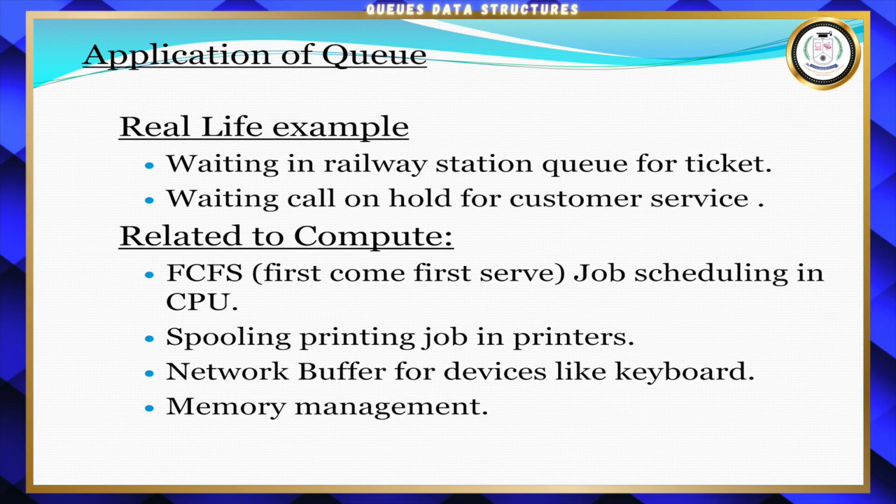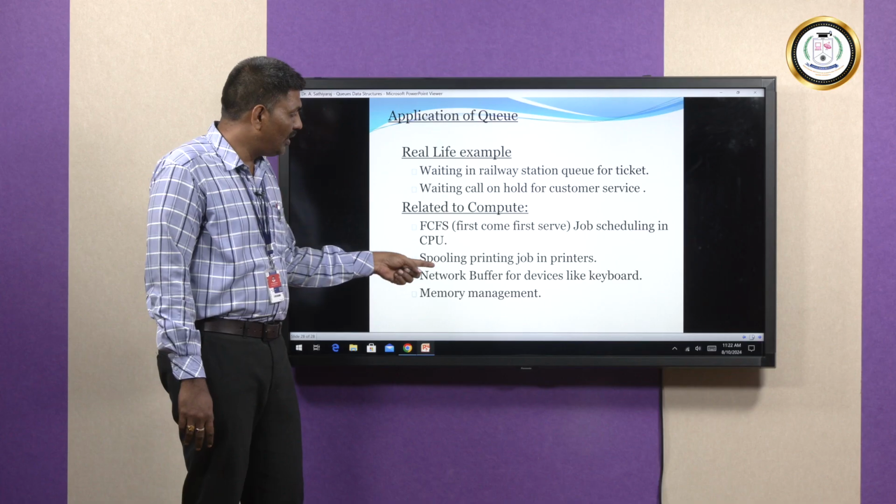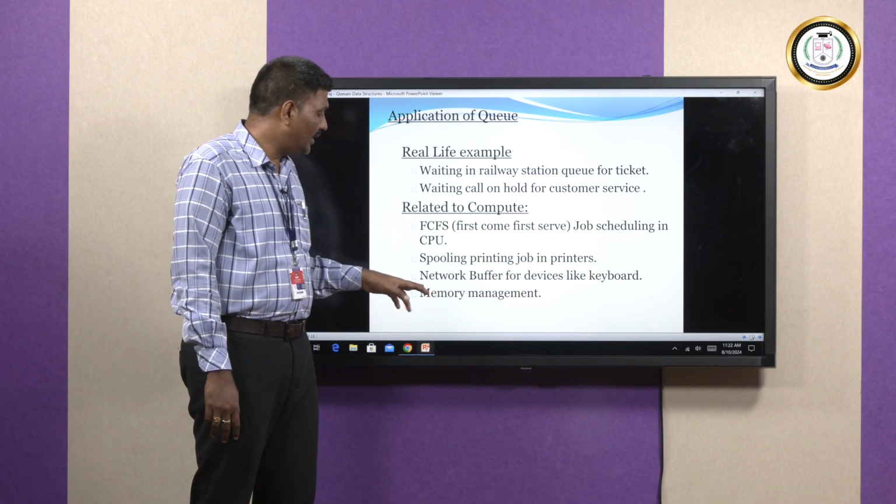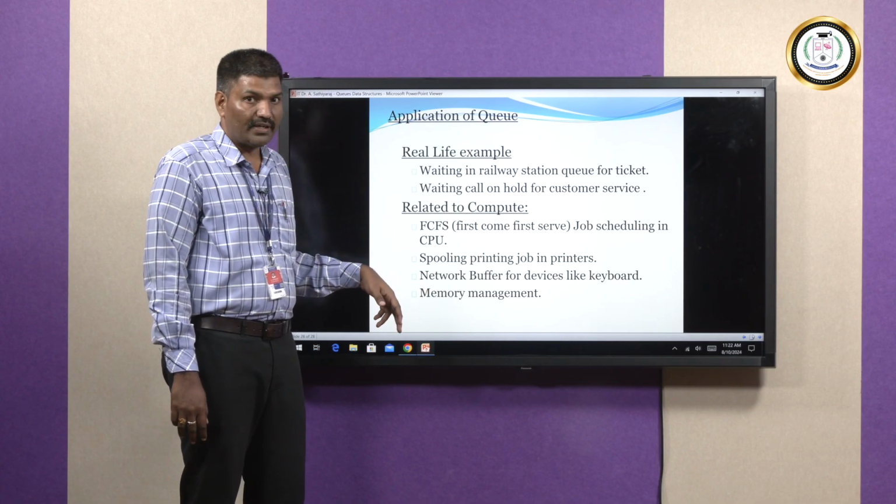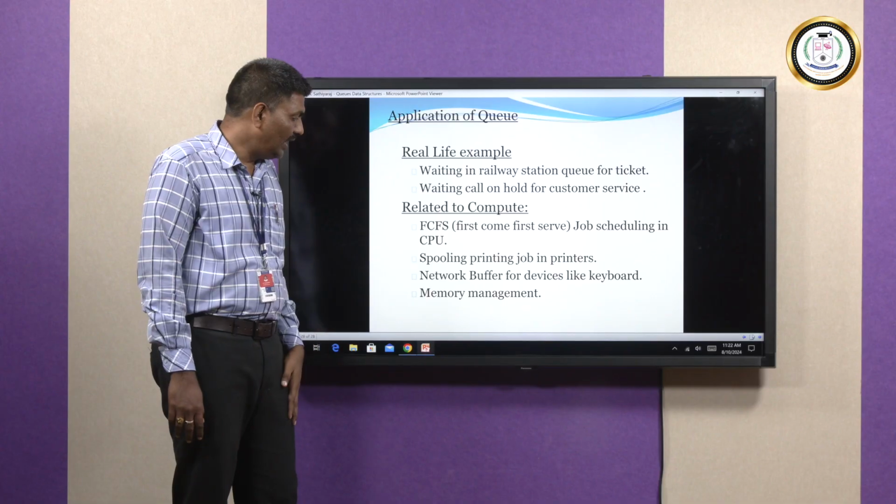Related to computing, first come first serve is a job scheduling algorithm in the CPU. Second, spooling of printing jobs in the printer. Next is the network buffer. Then memory management.